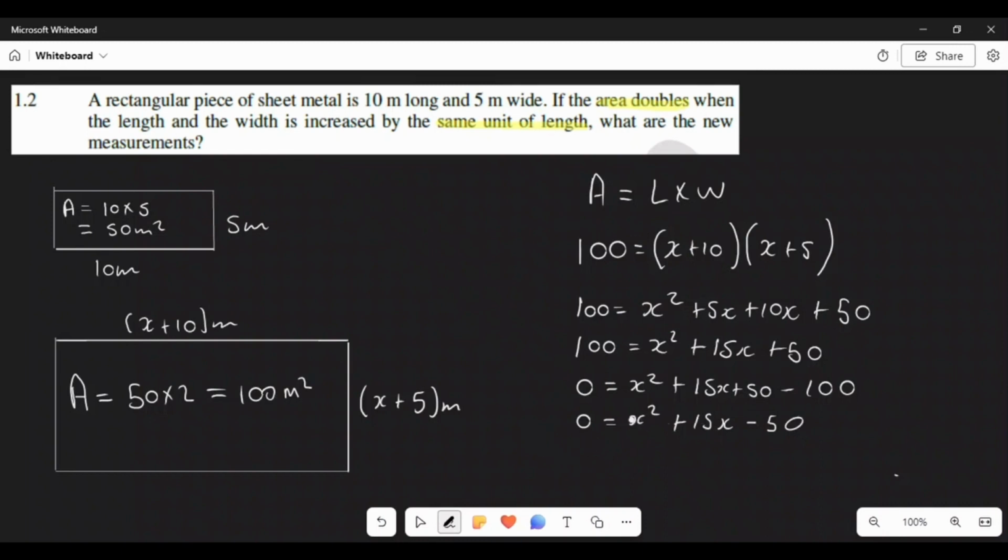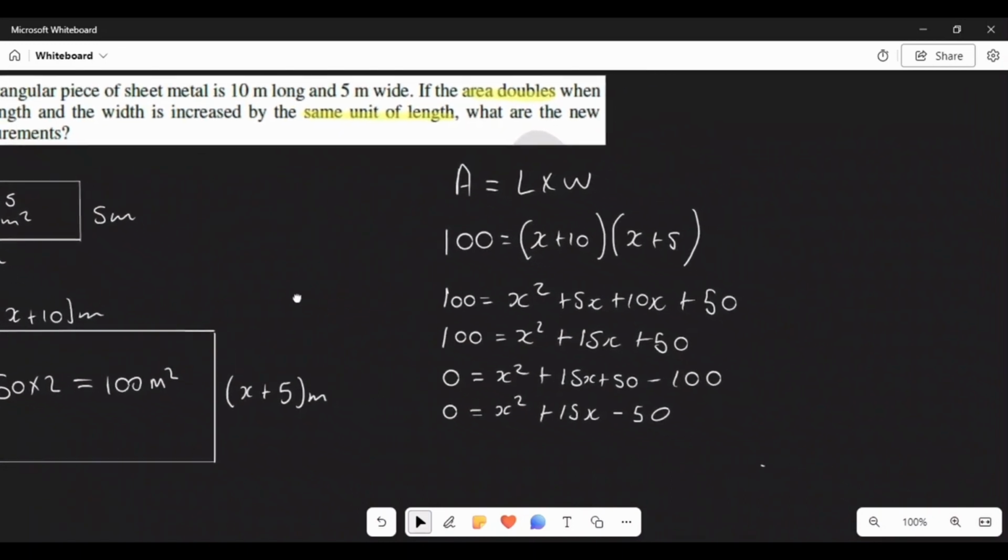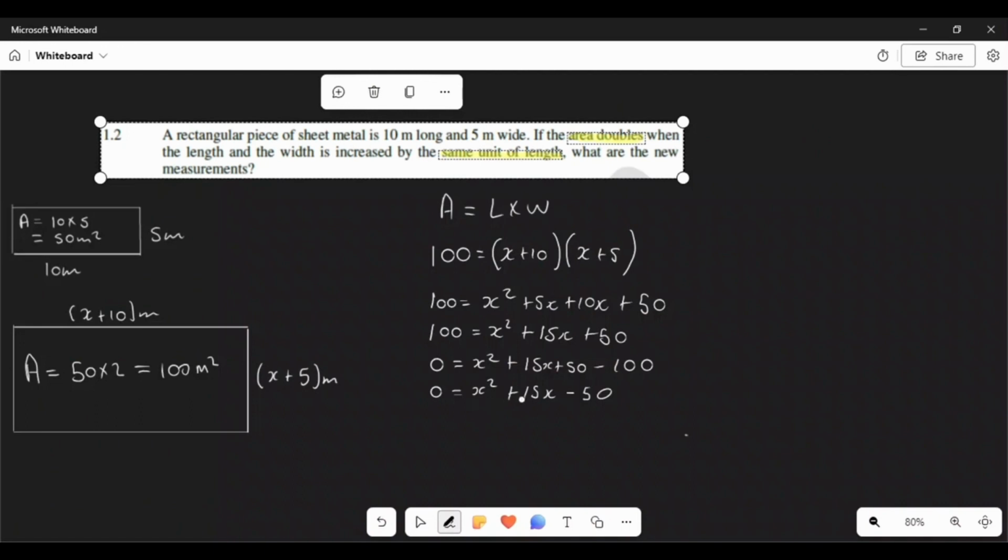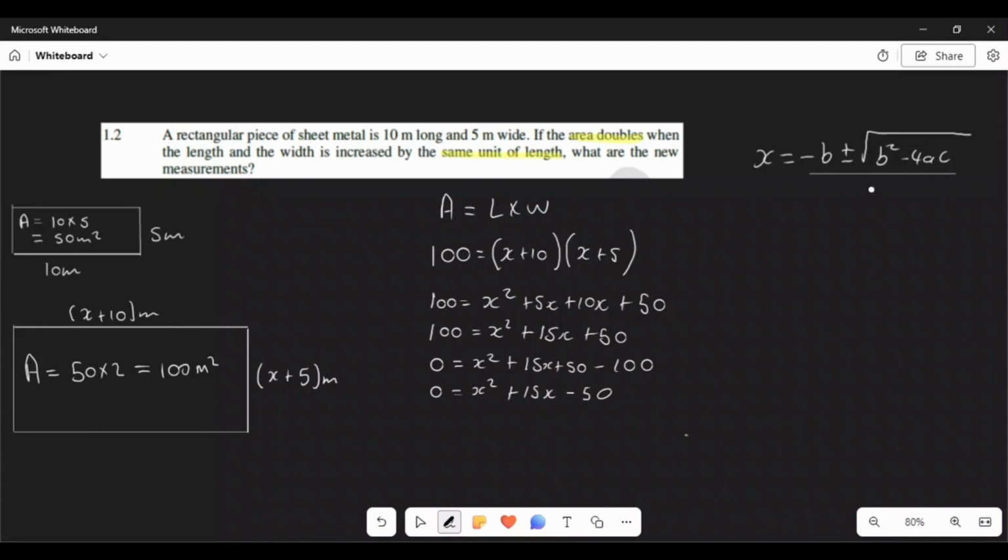So from here we need to simplify this one. Okay, so let's try to simplify. In fact we need to solve for x here, which is the same value that we are looking for. So in order for us to solve for this x, let me just create a space here. We need to use the quadratic formula. So the quadratic formula, we all know it goes like this: x is equal to negative b plus or minus the square root of b squared minus 4ac, divided by 2a.